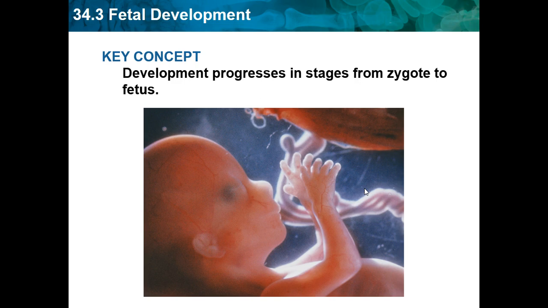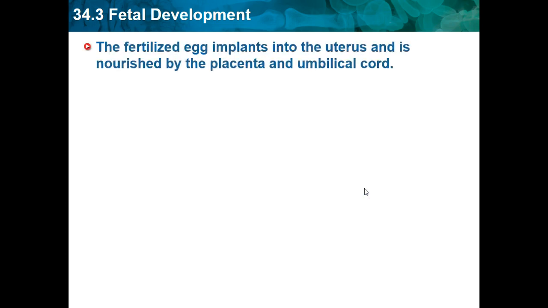34.3 is fetal development. Development progresses in stages from zygote to fetus. So the fertilized egg implants into the uterus and is nourished by the placenta and umbilical cord. The placenta is basically this surrounding coat in the uterus, which gives the baby nutrients, and the umbilical cord does basically the same thing. They provide food and nutrients to the baby.